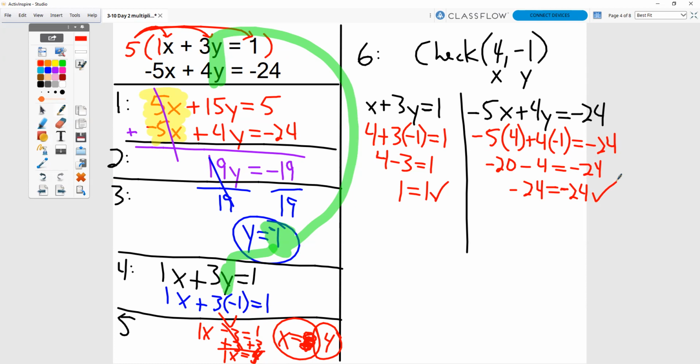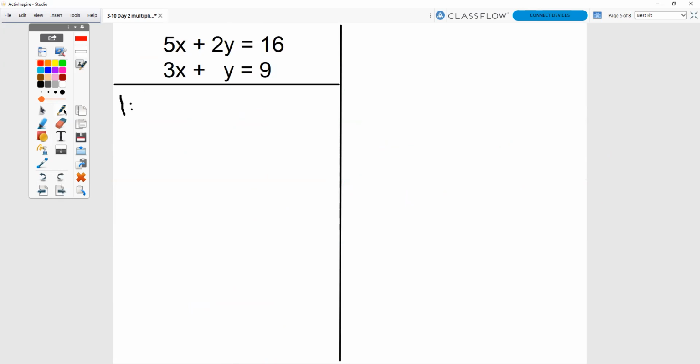The boxes tend to get a little repetitive after a while. So if you don't want to put the boxes, don't worry about what goes in what box. As long as you're solving it correctly and doing all the steps, that's the most important part.